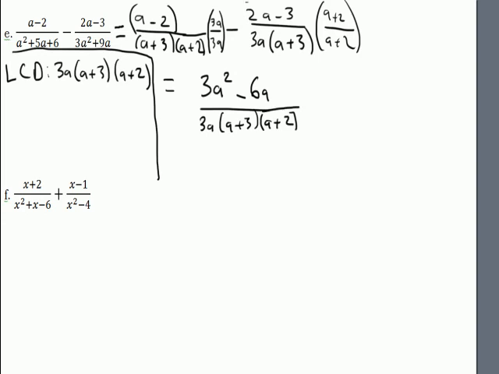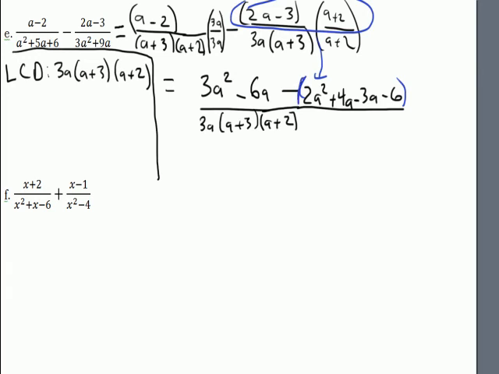minus the product of 2a minus 3 times a plus 2. Alright, so let's do that. I'm going to put the product of this part right down here inside of these blue parentheses. So I'm going to FOIL 2a minus 3 times a plus 2. That'll give me 2a squared plus 4a minus 3a minus 6. Now, you see these blue parentheses here? They have a minus sign in front of them. I need to be very careful about distributing the negative here.